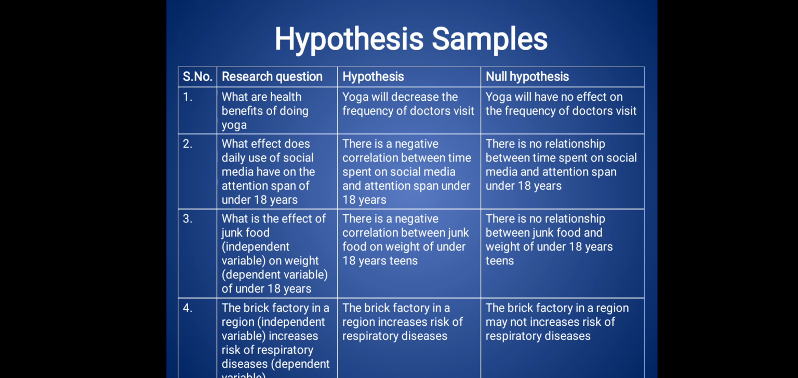Research question number three, or you can say it is the third example. What is the effect of junk food, the independent variable, on the weight, the dependent variable, of children under 18 years? There is a negative correlation between junk food and the weight of under 18-year teens.